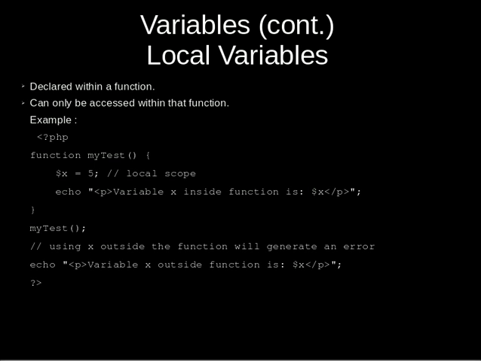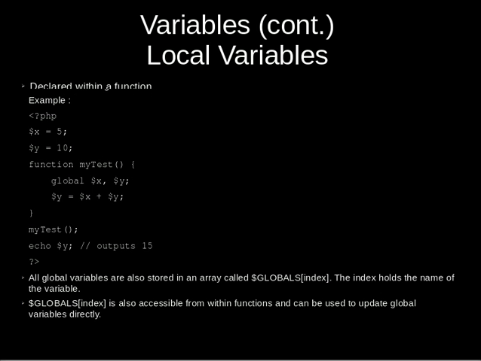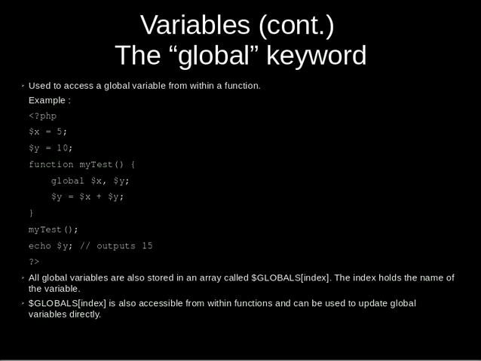A variable declared within a function can only be accessed within that function. This is an example of a local variable. In the given example below, we declare the variable $x equal to 5 within the function myTest. When we print it within this function, it does print it, but when we try to print it outside that function, it generates an error.